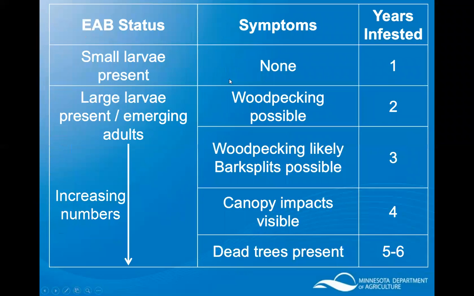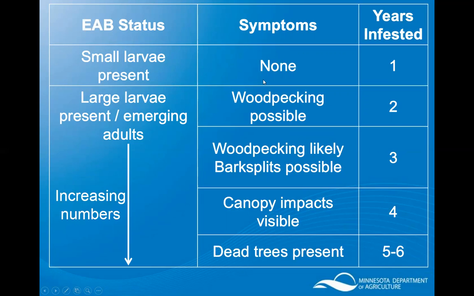And so if we think about what's happening within a tree in terms of EAB, what symptoms we're seeing and how many years it's been infested, again, this is just a very general idea. When a tree first becomes infested, probably there are just small larvae present in that first year or two, and you may not have woodpeckers finding those trees. You probably won't have any bark splits. There probably are no visual symptoms.